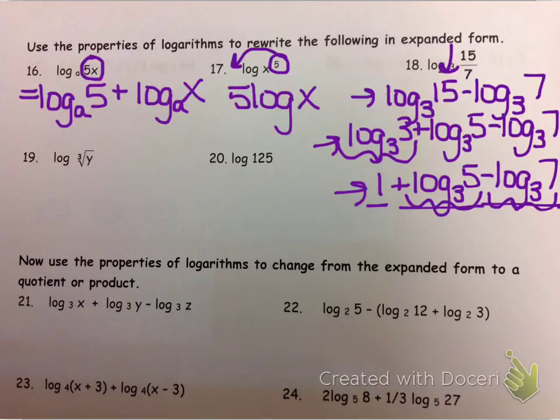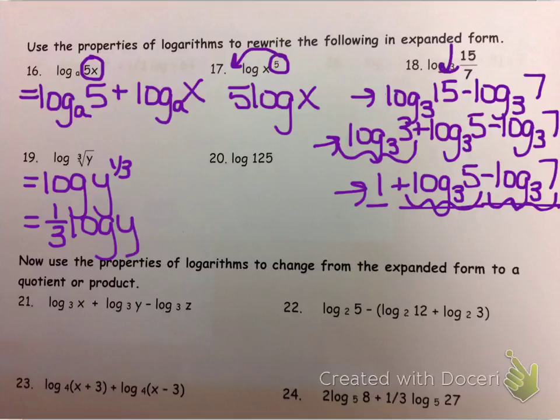And then on 19 and 20, the only thing you would need to do, they both work out the same way, is rewrite what's inside the log. The cubed root of y is y to the 1/3. And so now that 1/3 is written as a power, it can move down to the front and become multiplication. So 1/3 times the log of y.